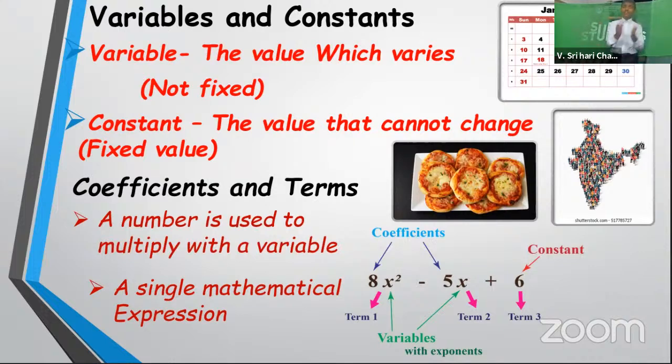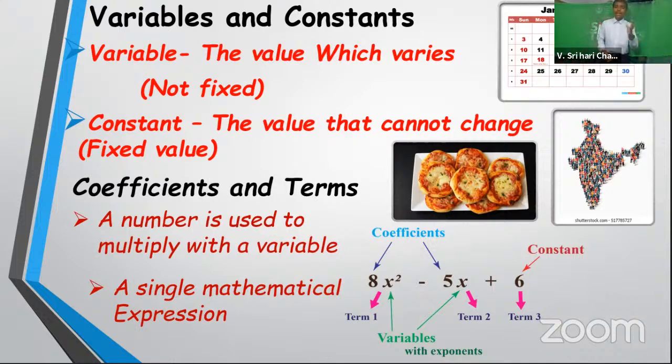A number which is used to multiply with a variable, and hence it is called the coefficient of that variable. Here we had 8x square minus 5x plus 6. So here 8 and minus 5 are multiplied with the variable x, so they are called coefficients of variable x. What is the coefficient of x square in this given polynomial? 8. What is the coefficient of x? Minus 5.